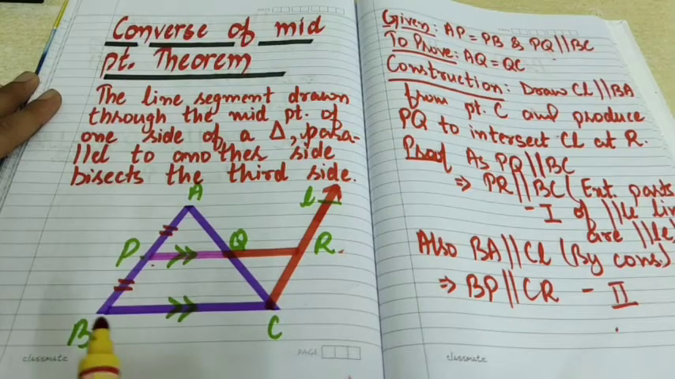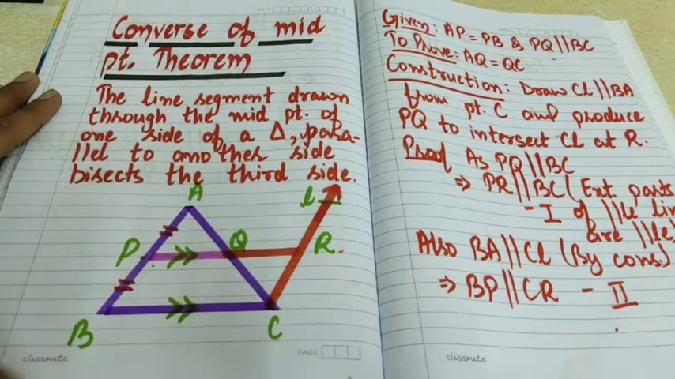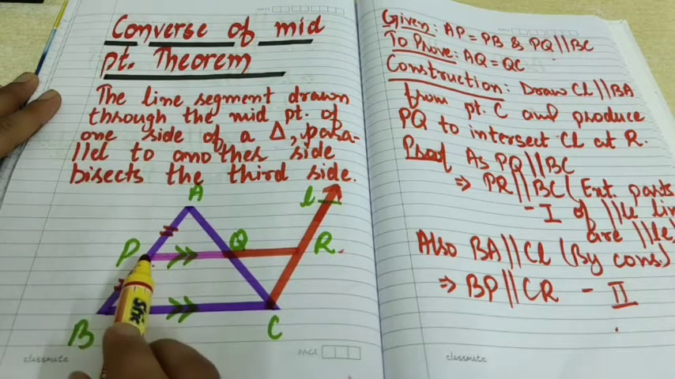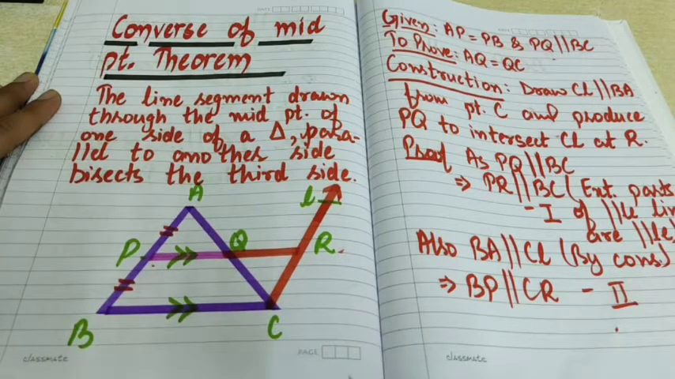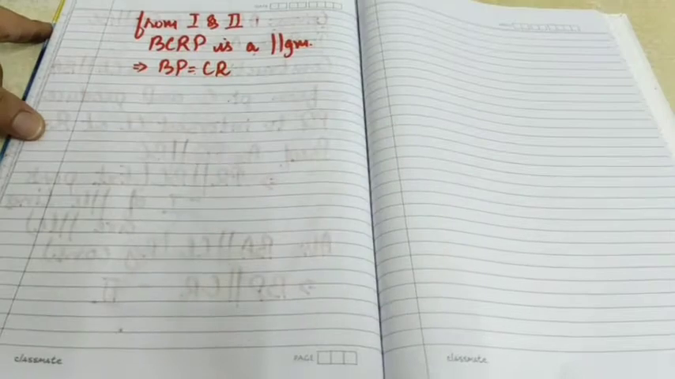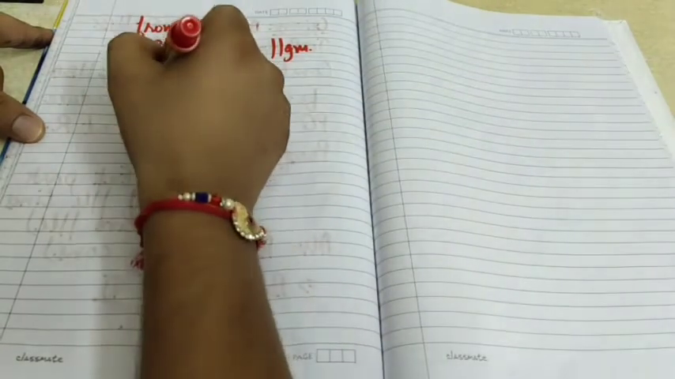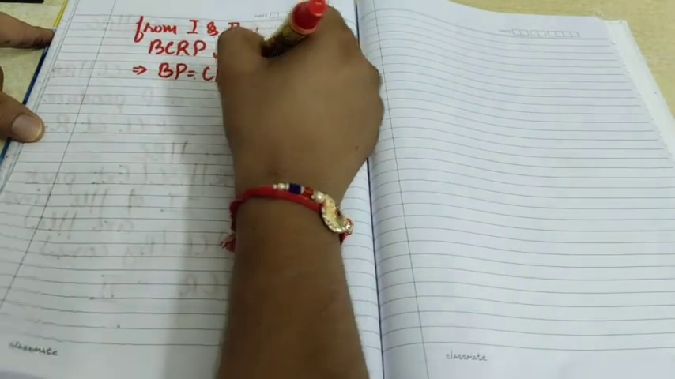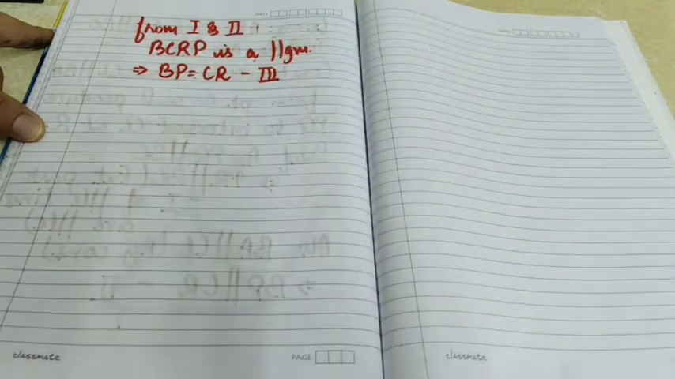Now students, since BCRP is a parallelogram, BP is equal to CR, and the reason is that opposite sides of a parallelogram are equal. So here we mention that BP is equal to CR, and let this be number 3.